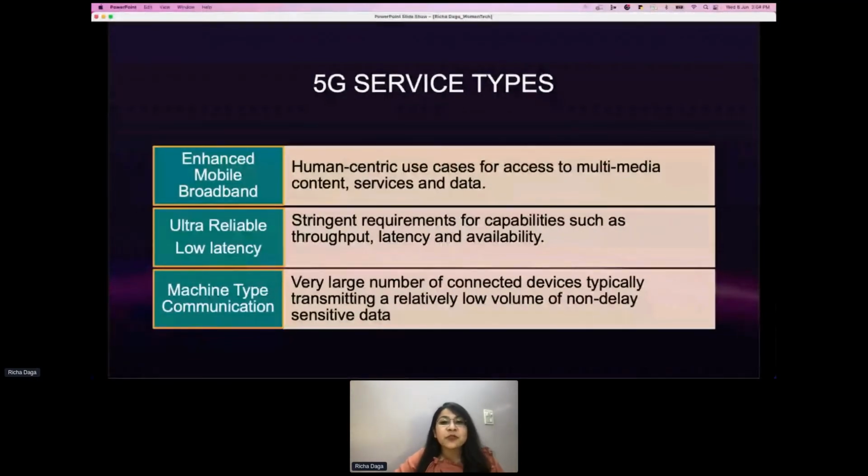So the use cases for eMBB are like video streaming. So I think the way you and I are interacting today is video streaming. So that becomes faster and more effective when 5G comes in. So lightning fast browsing, such use cases are important, which are enabled by enhanced mobile broadband.